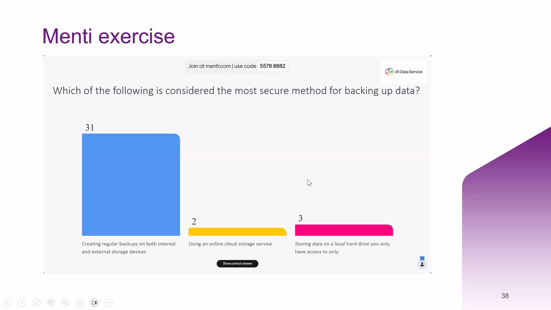The one with the most answers is the correct one: creating regular backups on both internal and external storage. So for example, with a cloud storage service, it might happen that maliciously someone deletes all of that data. It's far harder to get the data back. Of course, all of these cloud service providers have their own policies in place, and some of them do actually allow for backup as well. But it's far, far easier with regular backups.